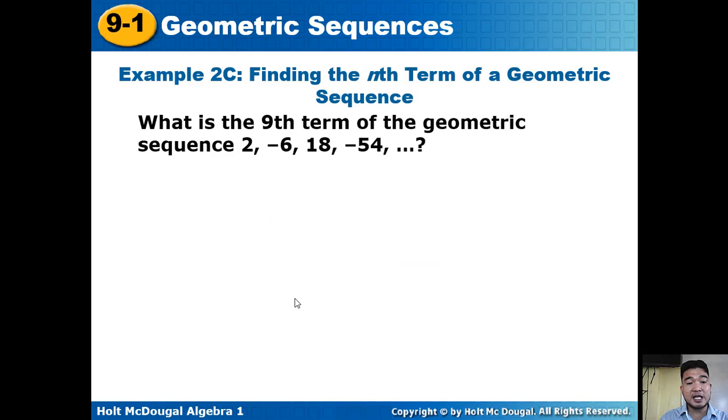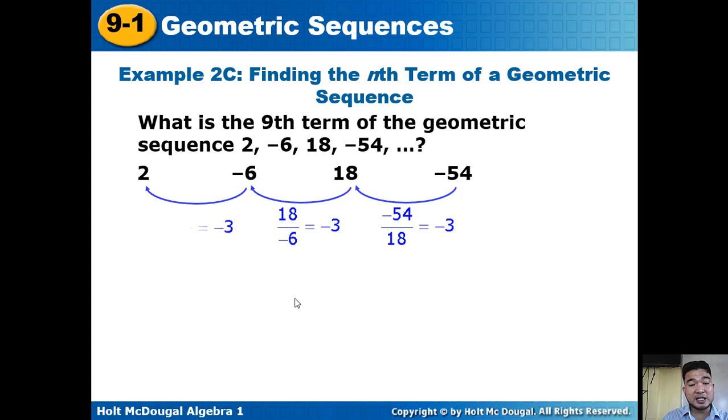Another example, find the nth term of a geometric sequence. So we are looking for the ninth term of the geometric sequence 2, negative 6, 18, negative 54. Paano mo makukuha yung ninth term na hindi mo na yan iisa-isahing multiply? Yan. So the common ratio is negative 3. So that is the value of r.